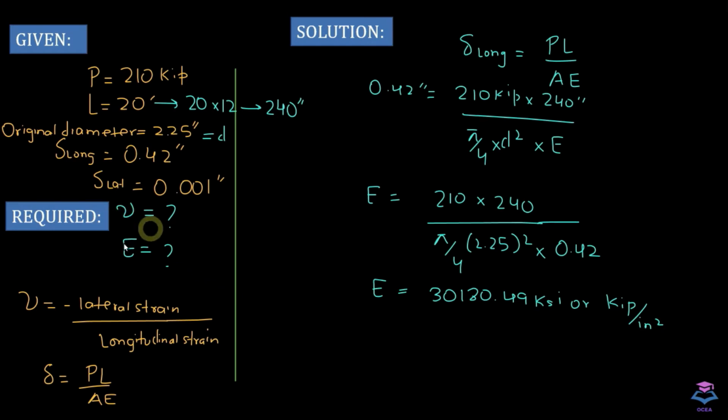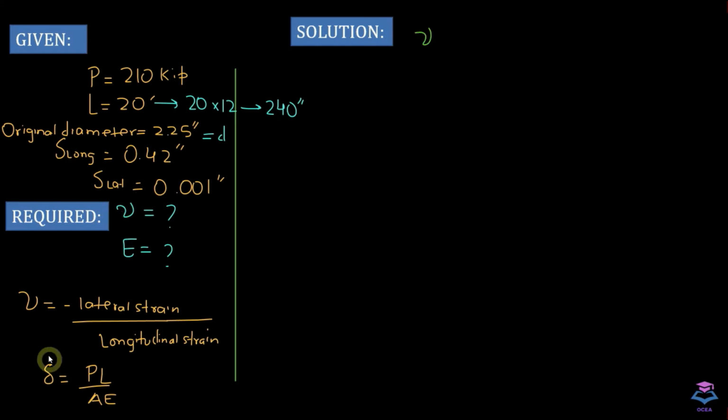Okay, now let's determine mu, that is the Poisson ratio. The Poisson ratio is given as the ratio of lateral strain upon longitudinal strain, and we know that strain is change in length upon original length.